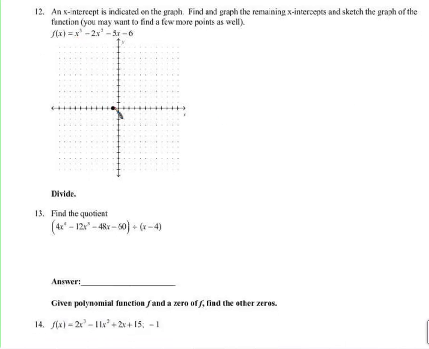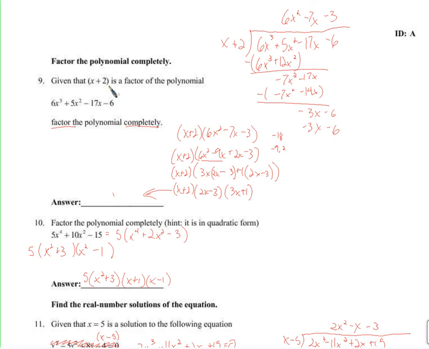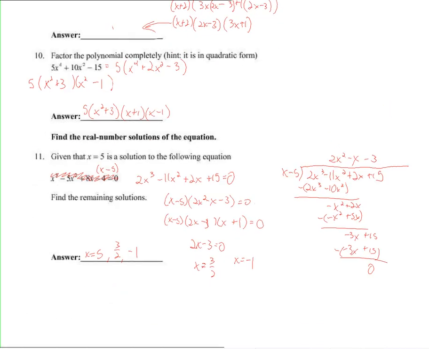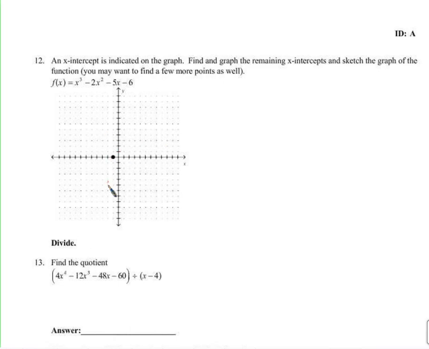Okay, so now I'm given an x-intercept. Notice how I give you the same kind of information in lots of different ways. X plus 2 is a factor. 5 is a solution. Negative 1 is an x-intercept, right? Which means that if I plug in negative 1, I should get 0, right? So it must be that x plus 1 is a factor of this polynomial, meaning x plus 1 times something. If I set it equal to 0, x plus 1 equals 0 gives me x equals negative 1 is a x-intercept.